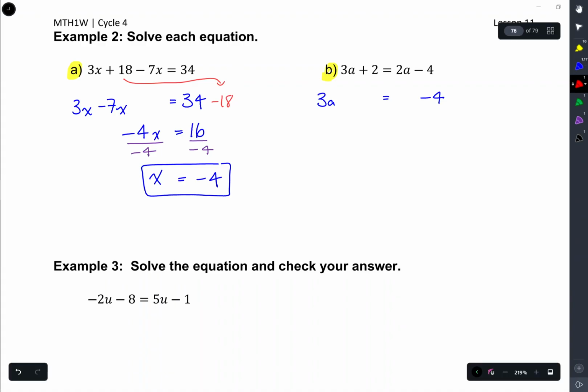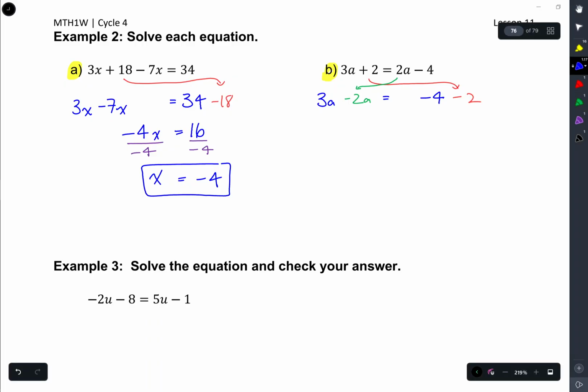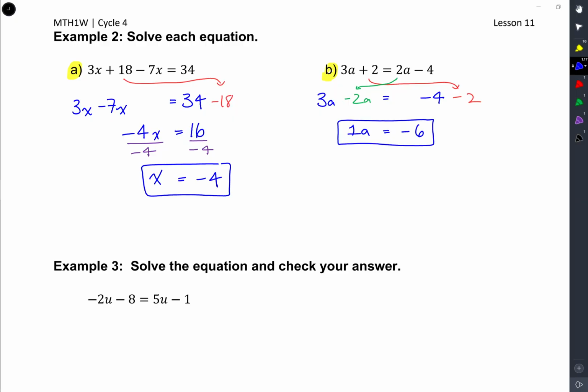Now I can subtract 2 from both sides. If I subtract 2 from the left, we won't have a positive 2 anymore, but I would need to subtract 2 on the right as well. And similarly, if we subtract 2a from both sides, that 2a term will be subtracted from the right, but it'll also be subtracted from the left. So equal signs in a column. On the right hand side we have negative 4 and negative 2, so that's negative 6. And then on the left we have 3a minus 2a, which really looks like 1a. And right away we have our solution, a equals negative 6.